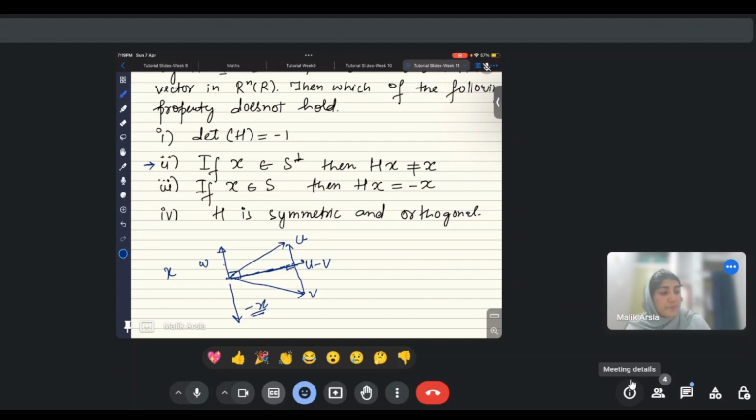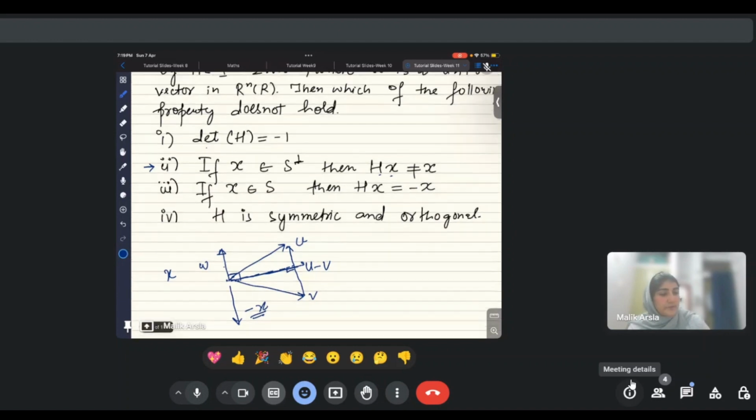Understood. So here you can see that the first option, determinant of H is minus 1, is correct. But if x belongs to S perpendicular, then H of x should be equal to x, right? Here it's shown that it's not equal to x, so this option is incorrect. The third one, x belonging to S, then H of x is minus x, is correct because it is a reflecting matrix, it will reflect x. And H is symmetric and orthogonal, that you already know.